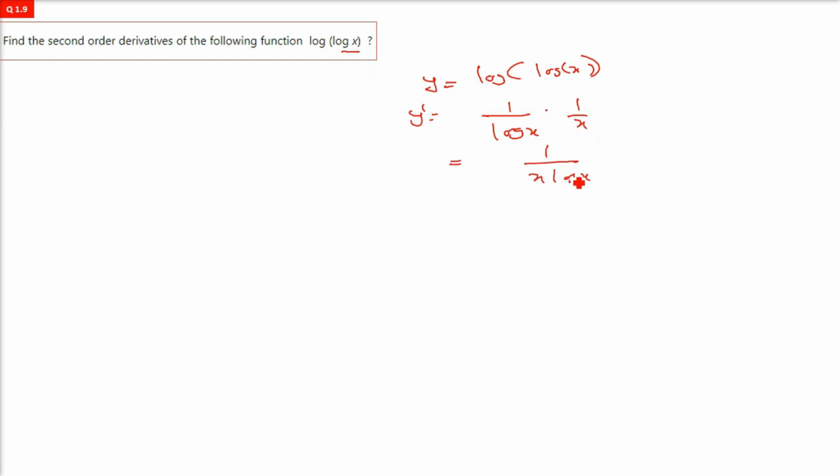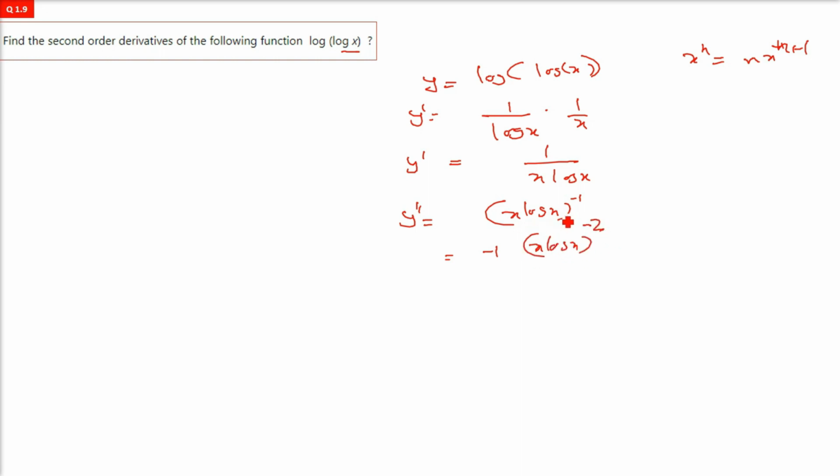Now there are two ways. Either you apply the quotient rule, or as I said once, a question before, I guess, just take it in the numerator with a negative as a power. So x log x to the power minus 1, and you know that x to the power n differentiation is n x to the power n minus 1. Minus 1 coming, x log x to the power minus 1 minus 1, that is minus 2.